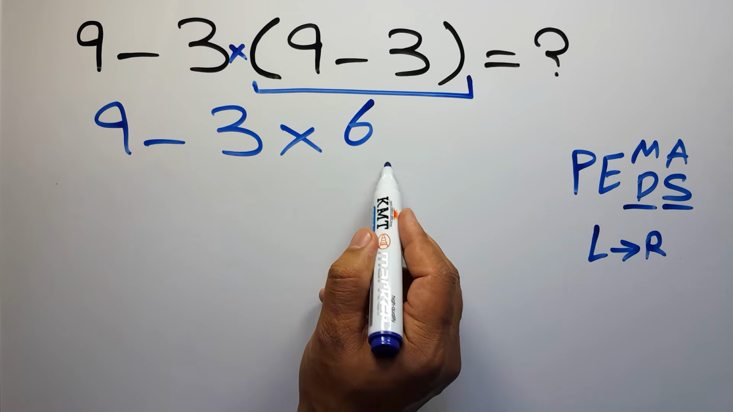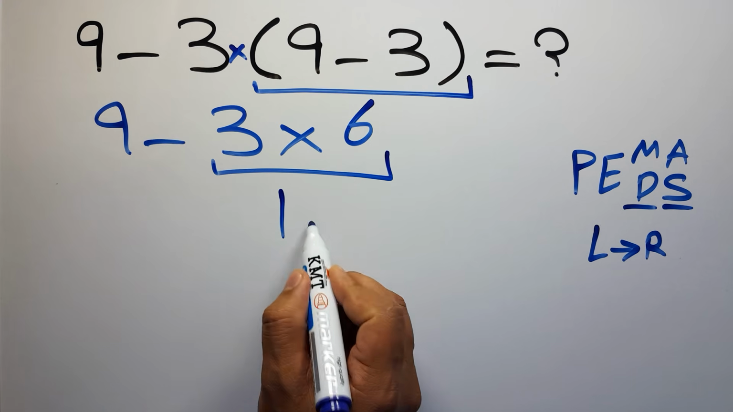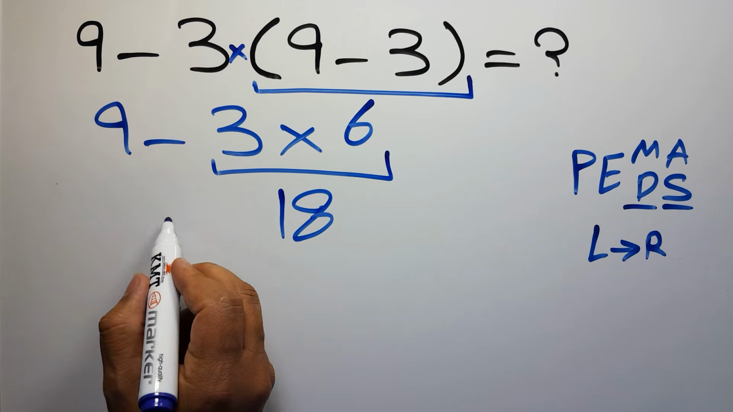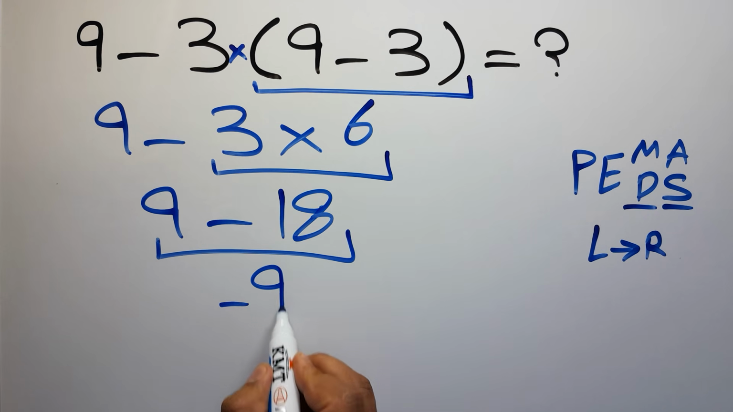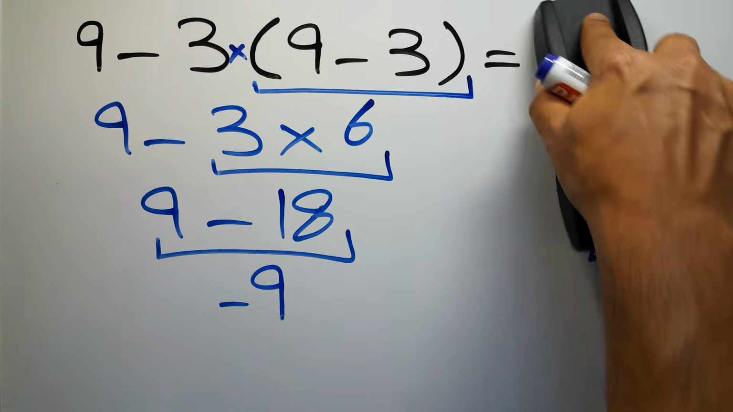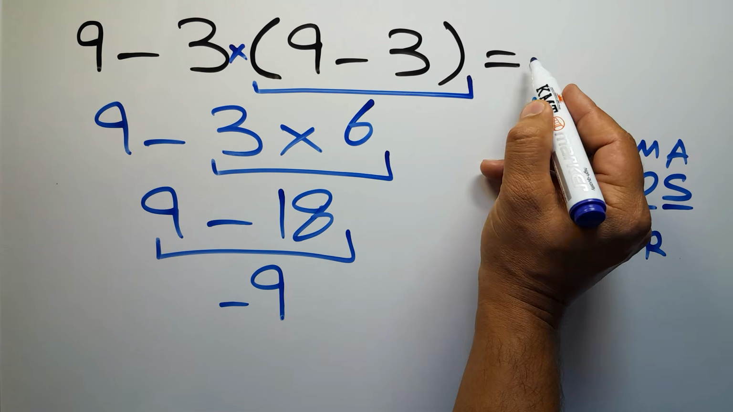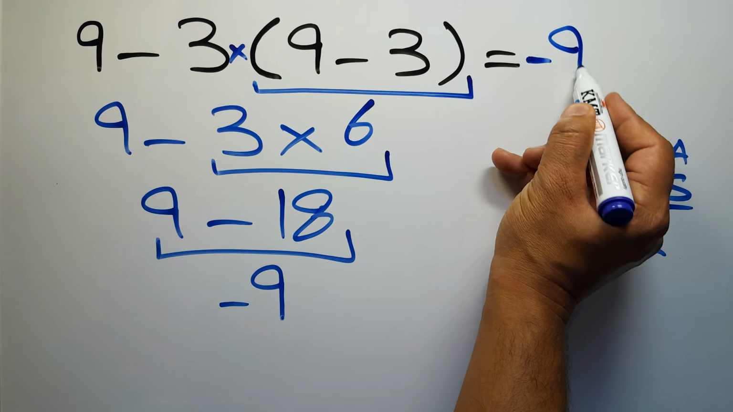3 times 6 gives us 18. So we have 9 minus 18 which equals negative 9. And this is our final answer to this problem. The correct answer is negative 9.